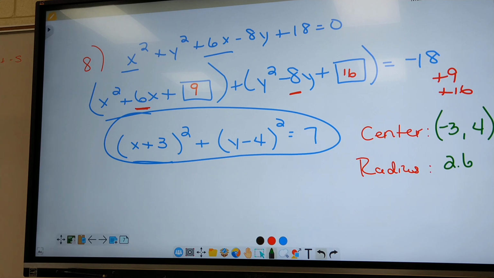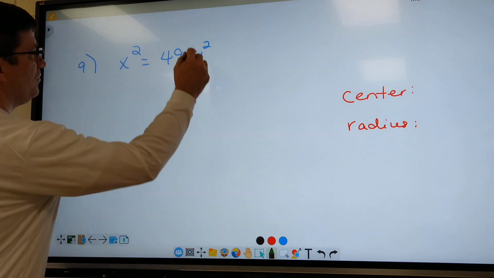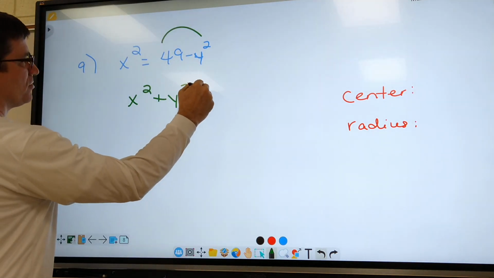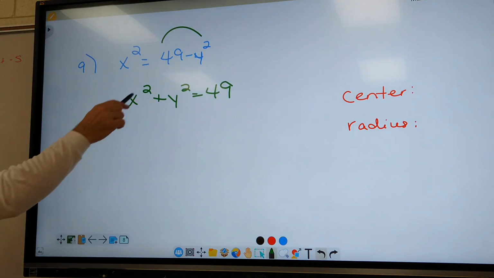All right, there's one more like this before we have to do something a little bit different. Let's go to number 9. Everybody look at number 9. Now, what do y'all notice about 9? They don't have groups of anything, do they? No, sir. So if I move that over, it'll be x squared plus y squared equals 49. So this problem is already done.